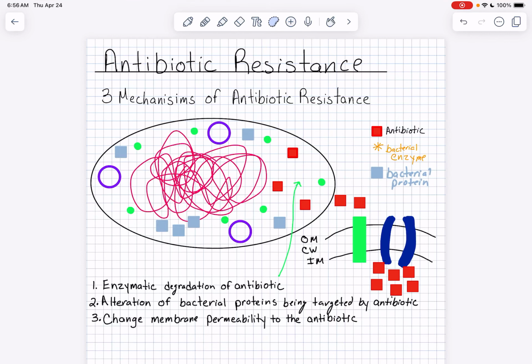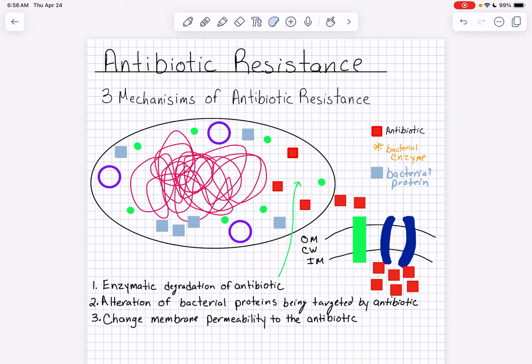Antibiotic resistance is when the bacteria are no longer affected by antibiotics that were once effective on it. I have here a bacteria, and you can see from the right my key. The purple circles are plasmids, just so you're aware of what those are. There are different ways that bacteria can become antibiotic resistant. In different locations, I have my antibiotic, the red squares.